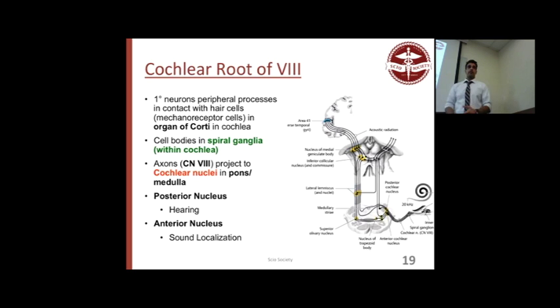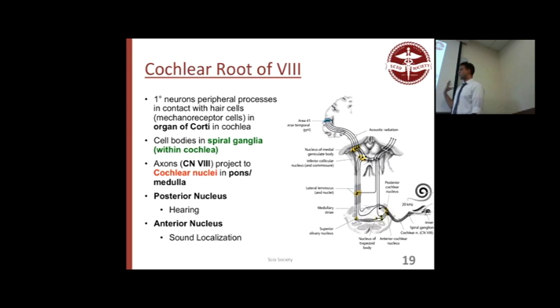The cochlear part is the hearing. There are 2 things the cochlear does. The first thing is actually listening to sound. The second thing it does is help you localize sound, so it tells you where the sound is coming from. So how does it do the hearing? There are 2 parts of the nuclei: the anterior part and the posterior part.